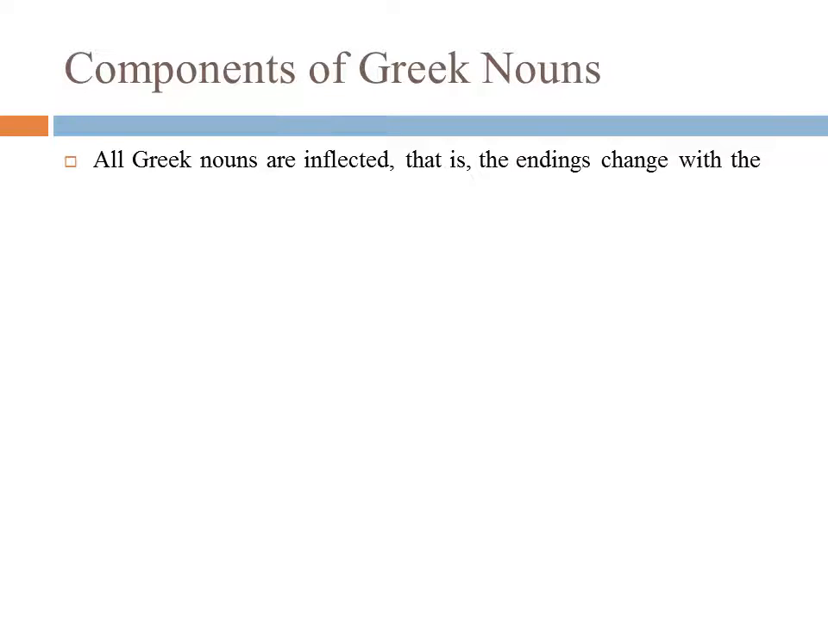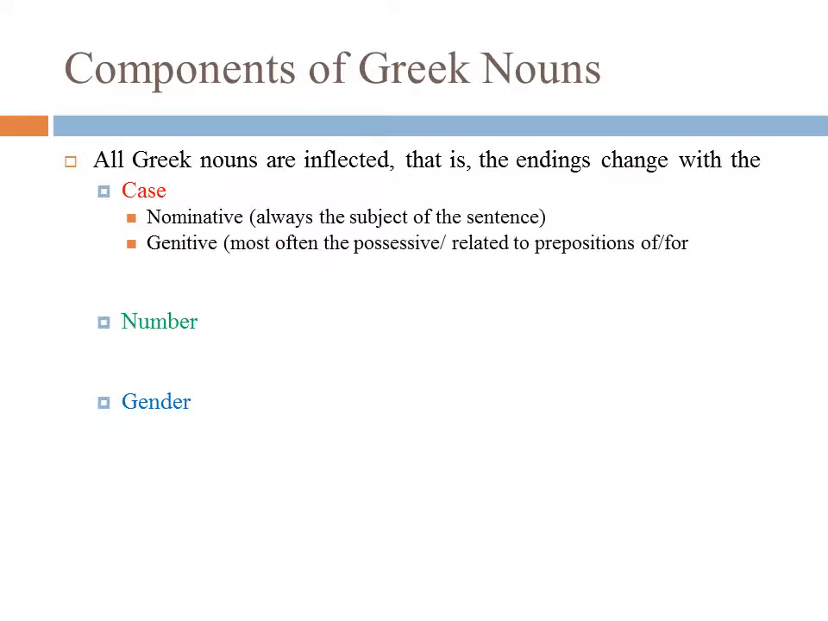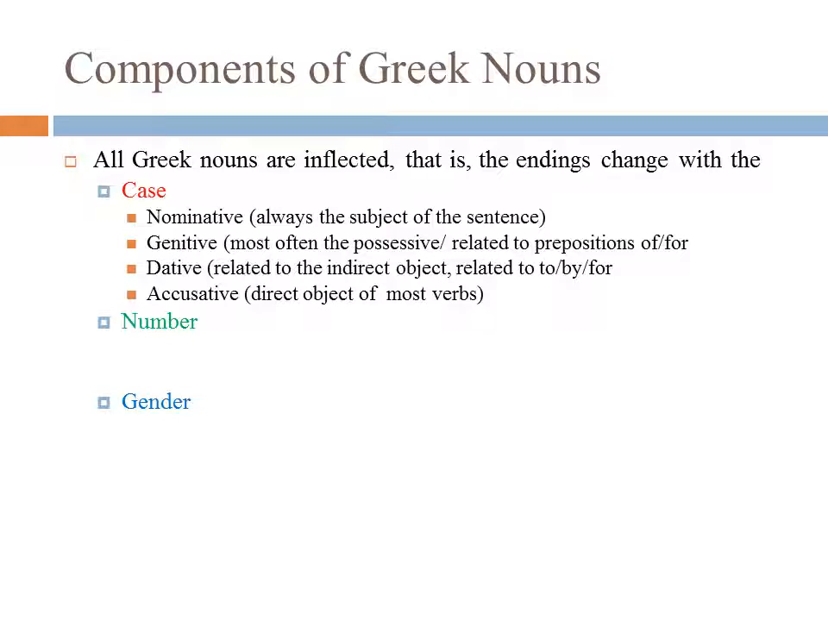Components of Greek nouns. An inflection is a way that words change according to their use in a sentence. All Greek nouns are inflected, and in this inflection there's a change in the ending of the word. The words are inflected according to case, number, and gender. The cases, and we're going to be looking at these, there are 4 of them, are nominative, genitive, dative, and accusative. The numbers are possibly singular or plural, and the gender is masculine, feminine, or neuter.